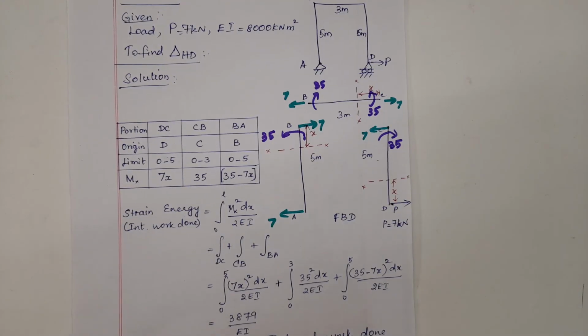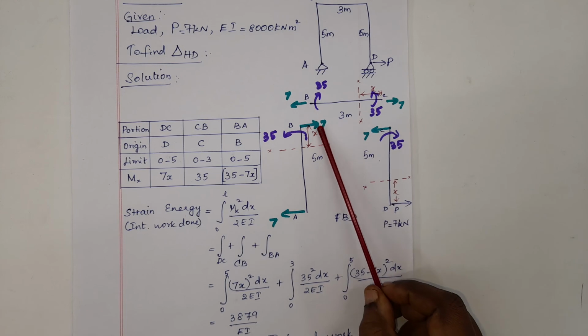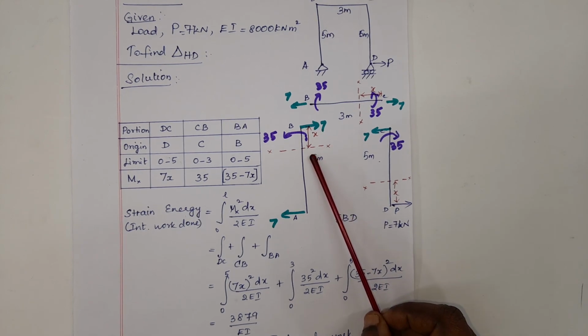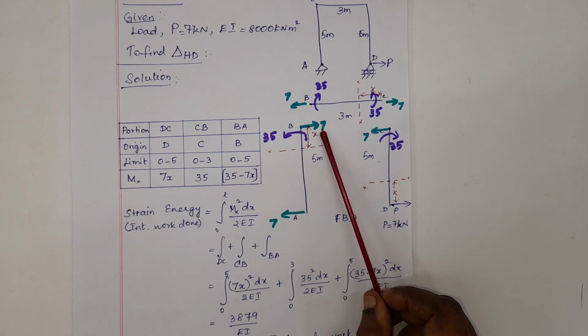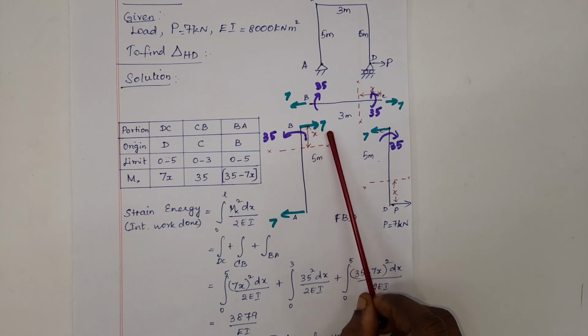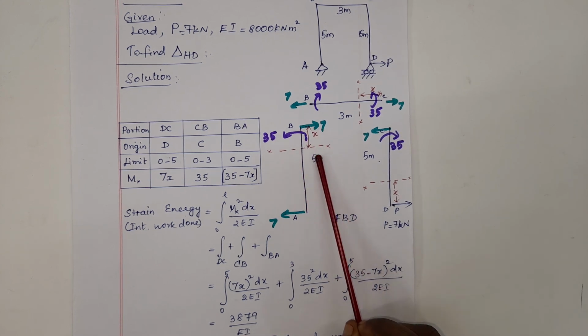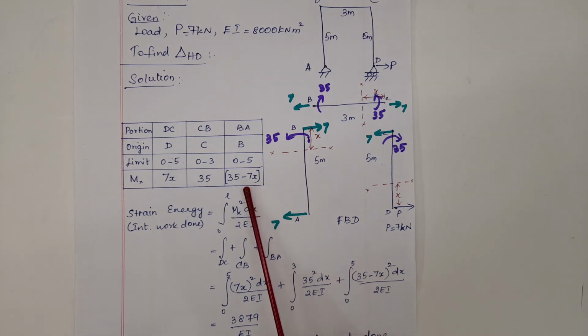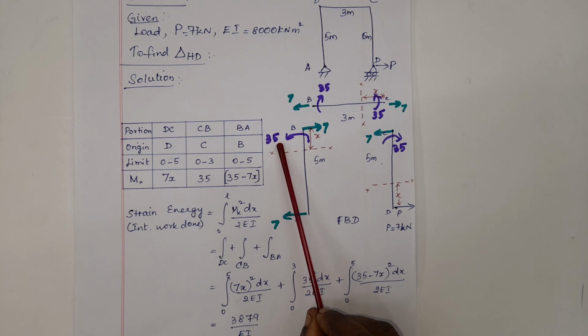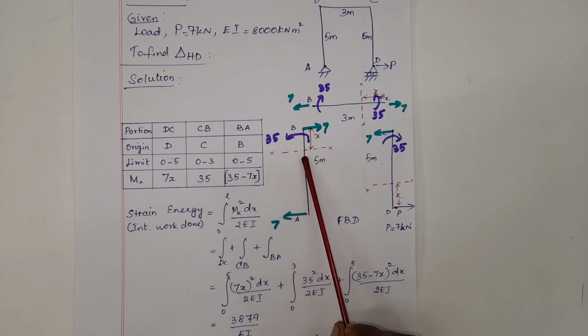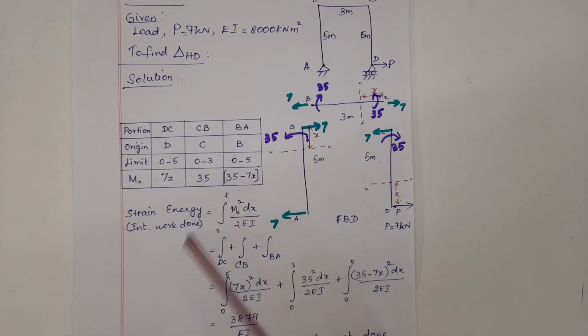Next, for this column, if I am going to take a section from B at a distance of x, at this point I have a reaction of 7 kilonewton. When I want to take bending moment, this will cause a clockwise direction moment pushing the column outward towards the section. So I write minus 7 into x. There is a moment of 35 kilonewton meter which pushes the column inward when it is towards the section. So plus 35 is mentioned here and minus 7x is given.